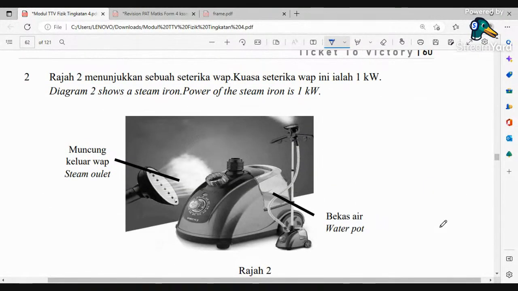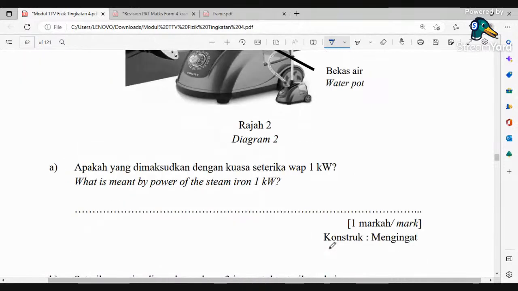Okay, number 2, diagram 2 shows a steam iron. Power of steam iron is 1 kilowatt. 1 kilowatt means 1000 watt. Okay, so dia ada water point and also steam outlet. Okay, first question, what is meant by power of steam iron 1 kilowatt?